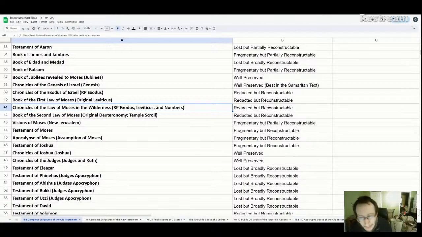So that's my basic reconstruction of what's going to take place. It's going to be a long process, but I've done a lot of work on this. I have a rough outline of how the book of the first law is going to be, but it's going to take a lot of work.